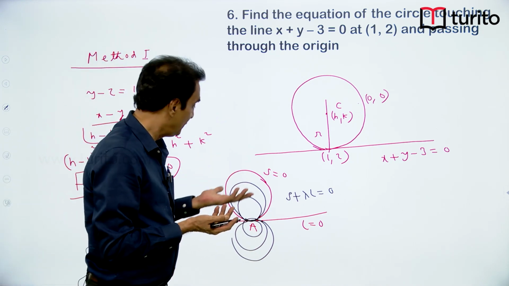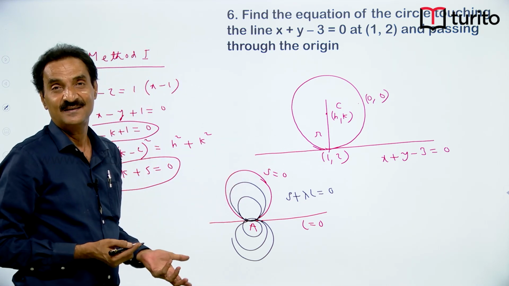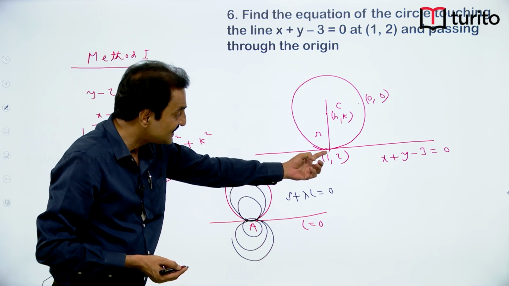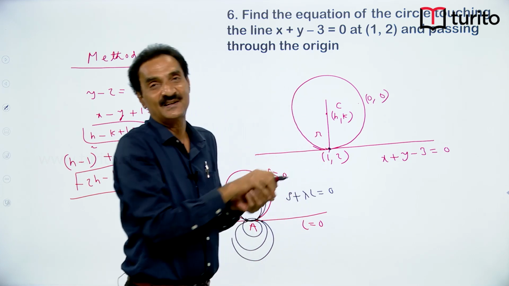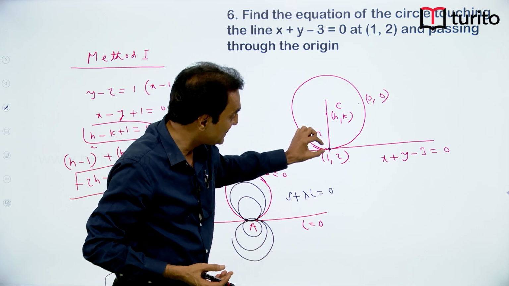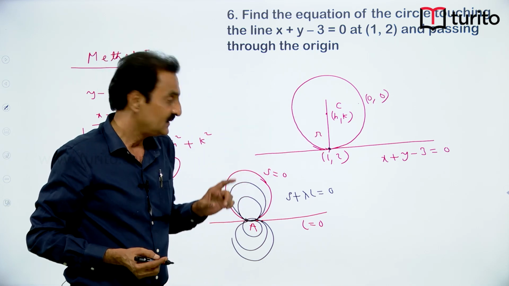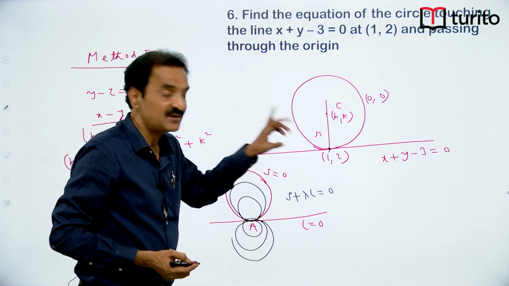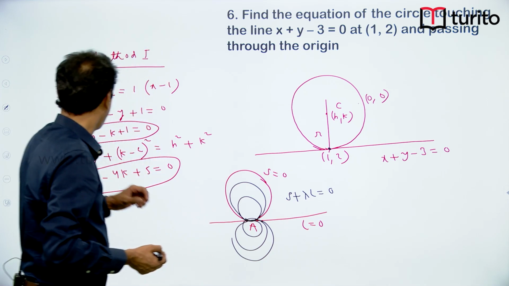Here, where is the circle? Line is given, where is the circle? I want to take this point 1 comma 2 as a point circle. So, I am assuming that this line touches the point circle. Okay. Then my equation S is equal to 0 would be the equation of the point circle of 1 comma 2. What is the equation of the point circle?